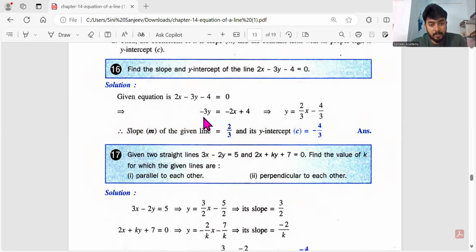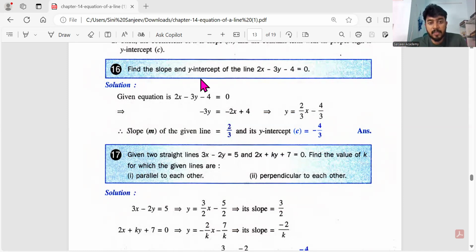So it is minus 3y. That's the reason I should only get y. So dividing throughout by minus 3, I'll be getting minus 2 by minus 3, 4 by minus 3. So what is my m? 2 by 3. Correct? Yes.